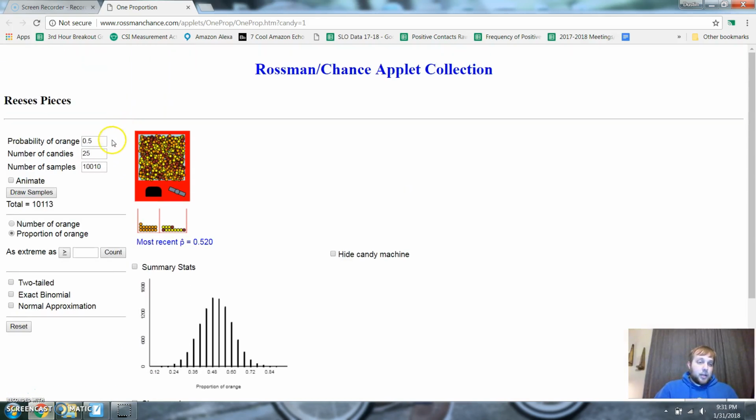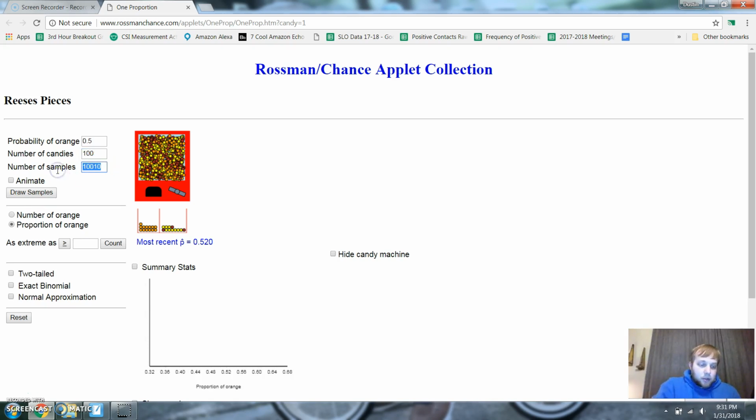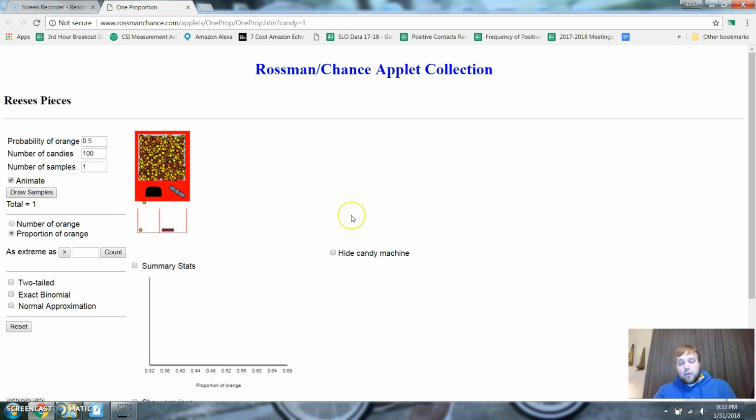We're playing here. So now I'm going to use number of candies. All right, so I'm going to do 100. So just to relive the glory days, right? We're going to actually animate this. So they're going to draw 100 candies, and we're going to see roughly how many would be orange if we just randomly draw 100 candies.